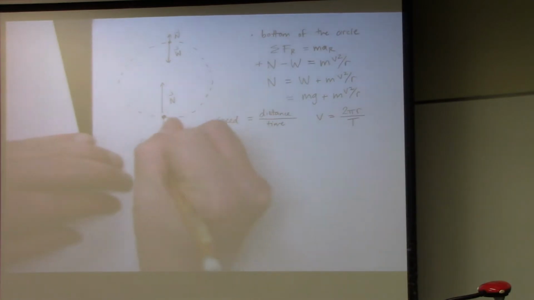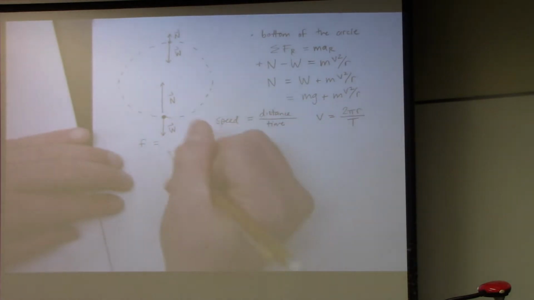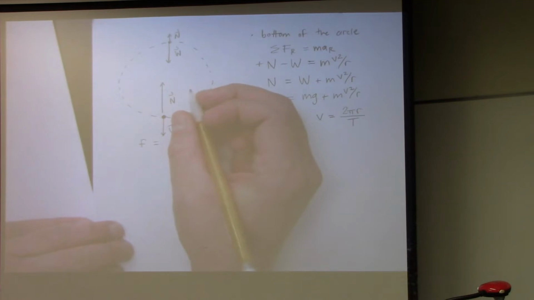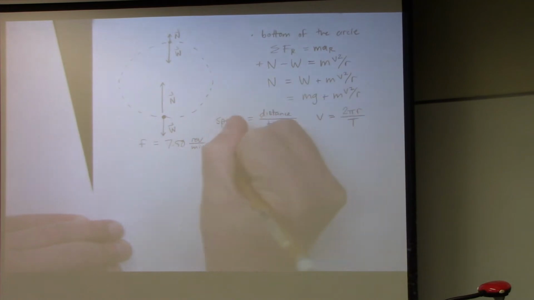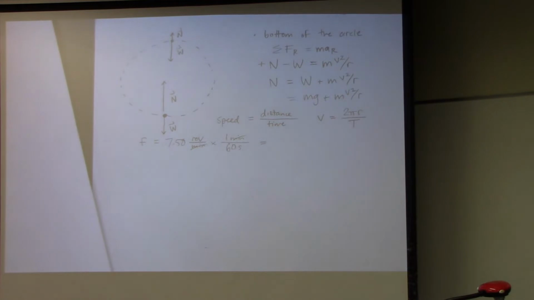What we have instead is the frequency, f, which is equal to 7.50 revolutions per minute. And if we do a unit conversion here to get this in seconds, 1 minute equals 60 seconds. So now we have revolutions per second as our unit. This works out to 0.125 revolutions every second.